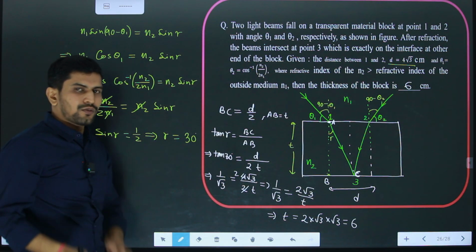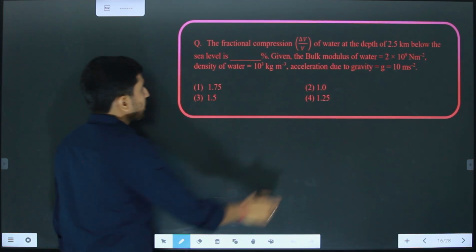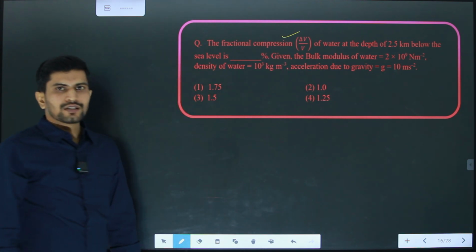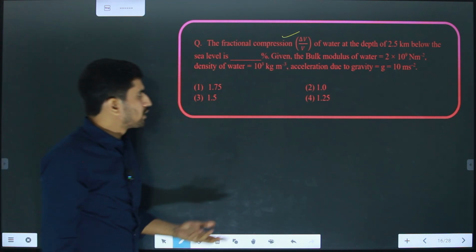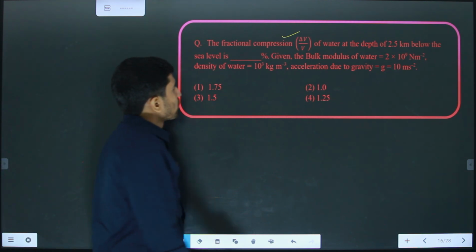Now let's move to the next question. The question again is talking about the fractional compression, and we have to calculate the fractional compression in terms of percentage. The question is from properties of fluids. What is given?